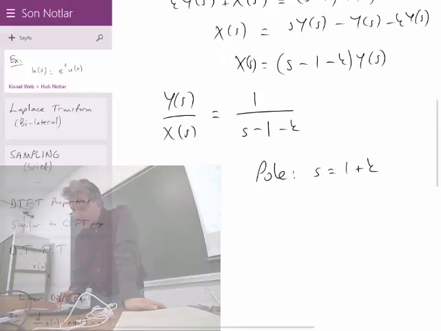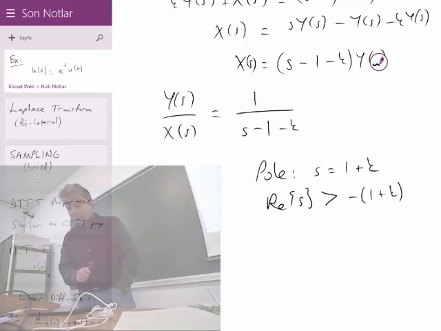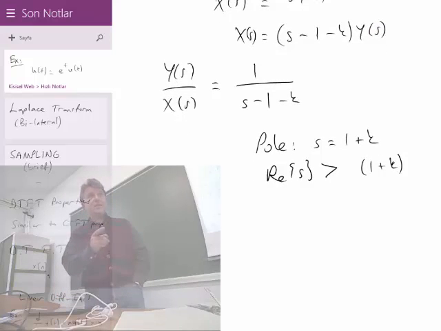And since this is the pole, the causal system will have the real part of s as the region of convergence to be greater than 1 plus k. Okay? Is that okay? It's not minus, it is plus, sorry. Just 1 plus k, it's not minus 1 plus k. So real part of s must be greater than 1 plus k. How can we make this include the real part of s equal to 0 axis, which is the j omega axis? Yes, k must be negative clearly.